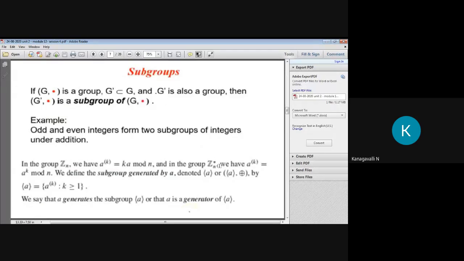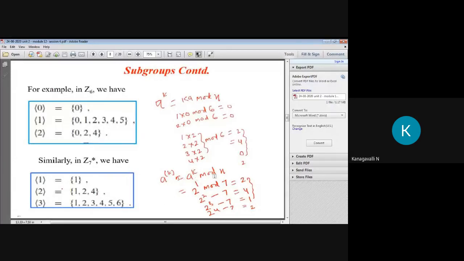Maybe if it is a multiplication symbol, then we have a^k equal to a^k mod n, right? Then check here a^k mod n. So once again we are choosing our k value, right? k is nothing but our given data 1, 2, 3, 4, 5. So here 2^1 mod 7. What is the remainder? 2.